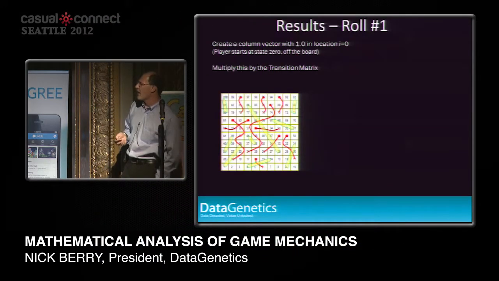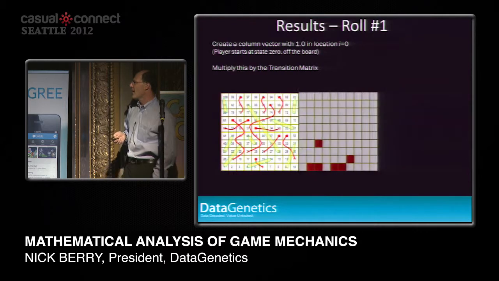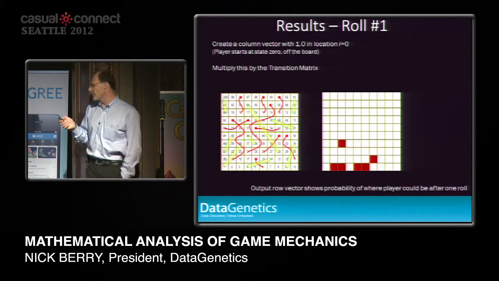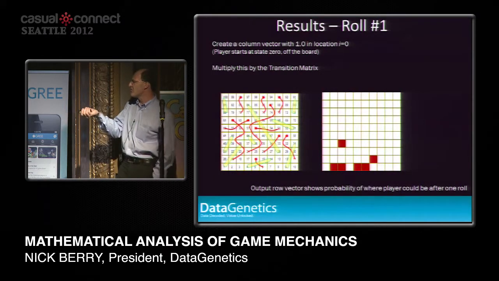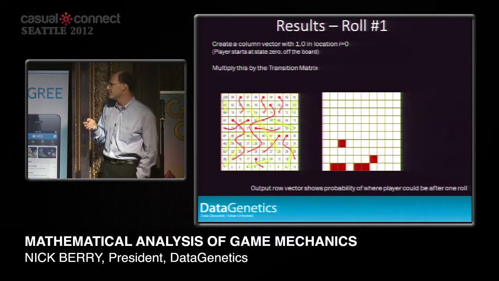So here's our Snakes and Ladders board. After one roll of the dice, or the die, here's where we could be. There's a 1/6 chance of being on each square. You can never land on square 1, because 1 takes you straight up the ladder up to here. All these are about 1/6 probability.